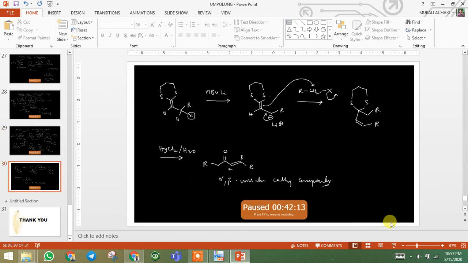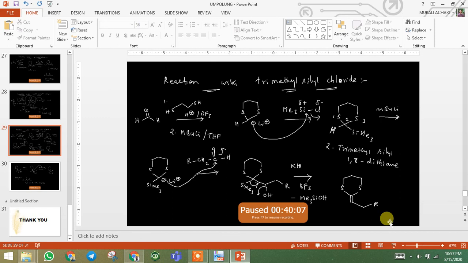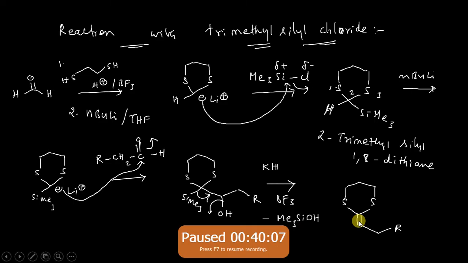So how did we get this alpha beta unsaturated carbonyl compound here? Treatment of this lithiated 1,3-dithiane with trimethylsilyl chloride generated this 2-trimethylsilyl-1,3-dithiane, which again has an acidic proton which is abstracted by this base n-butyllithium. Further, the reaction of this lithiated 1,3-dithiane with an aldehyde produces an alcohol, followed by the reaction with the base or Lewis acid which generates an alkene with the loss of trimethylsilanol.